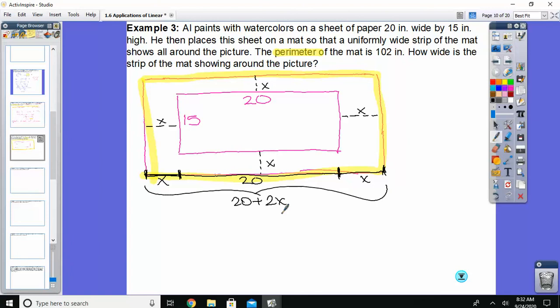Okay, let's do the same thing for the height. We know from here to here, it is x. From here to here, it is, and then from here to here is x. So all together, this side is 15 plus 2x.